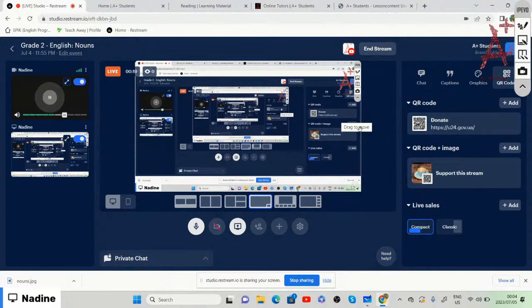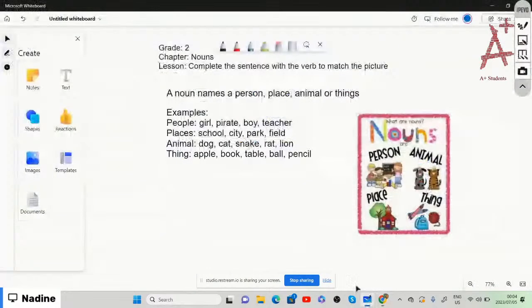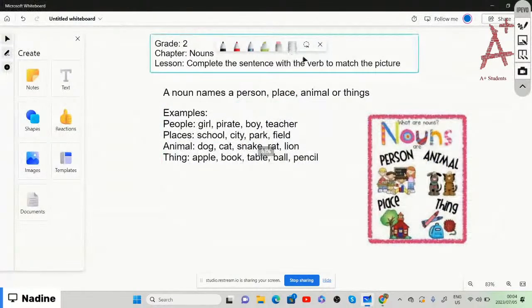So for today's lesson, we are going to do nouns, right? Our chapter is nouns. The lesson for today is to complete the sentence with the verb to match the picture, right?